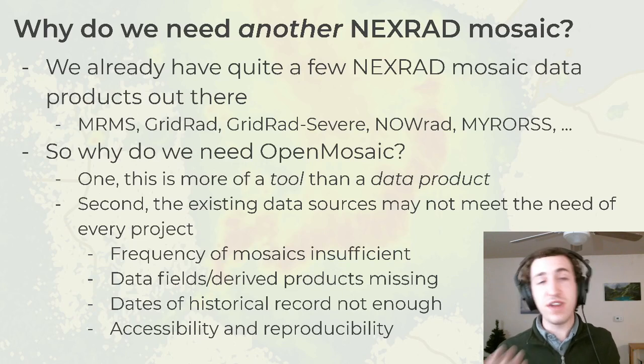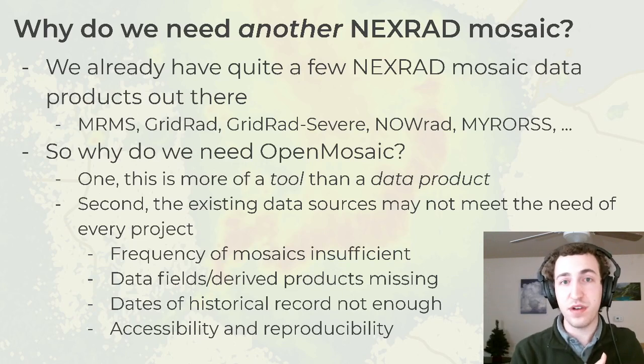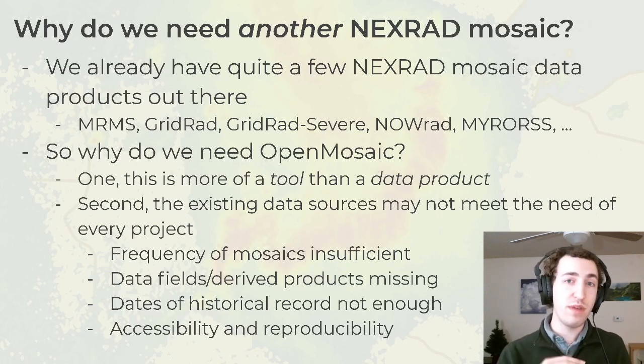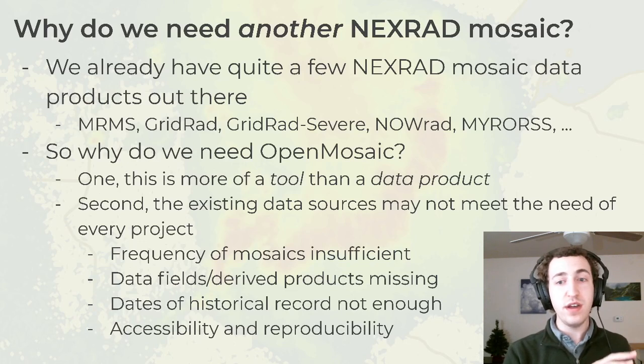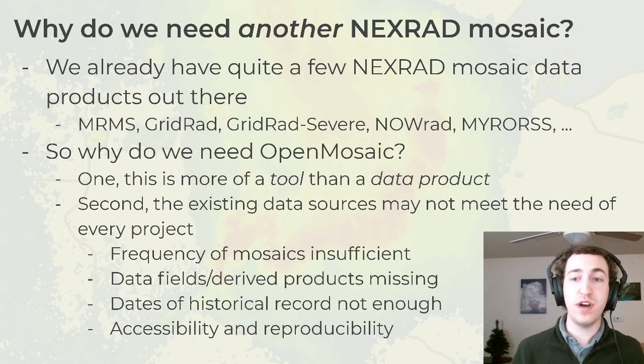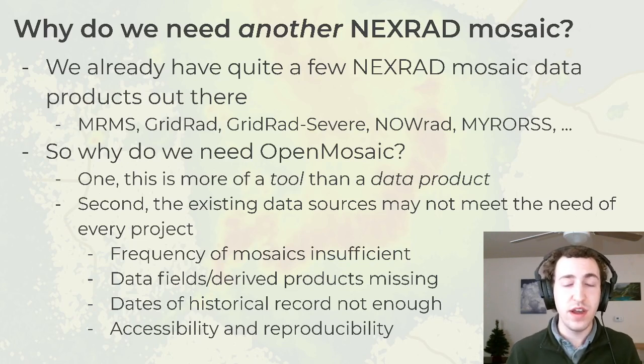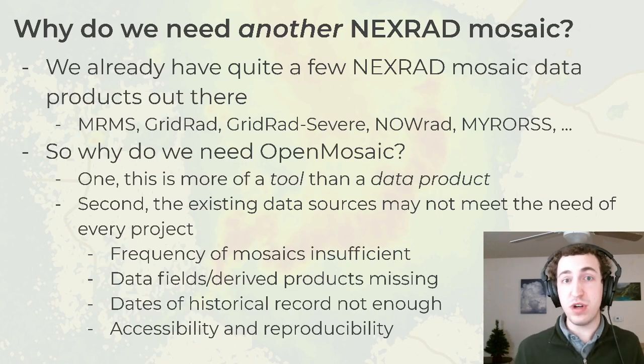It could be that the frequency of mosaics in those other data products is insufficient. You need higher temporal resolution than what those provide. It could be that a particular one does have the times you need, but it doesn't have the fields that you want, or derived products, various things like azimuthal shear, or various forms of echo classification. Could also be that the historical record period that data product is available for doesn't have the dates you need for your experiment, for your case study, whatever you need.